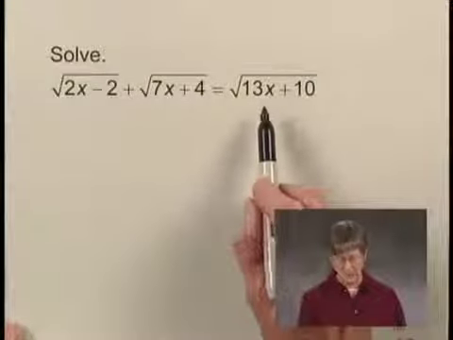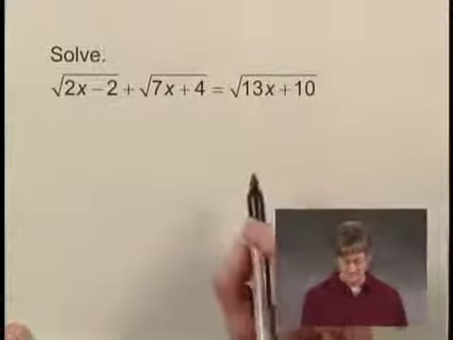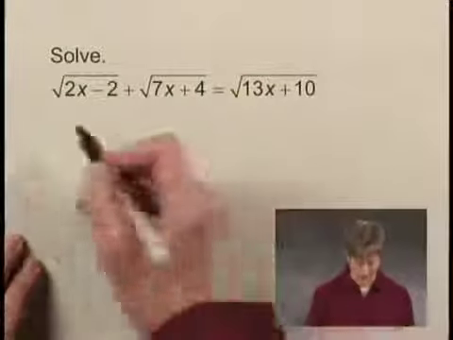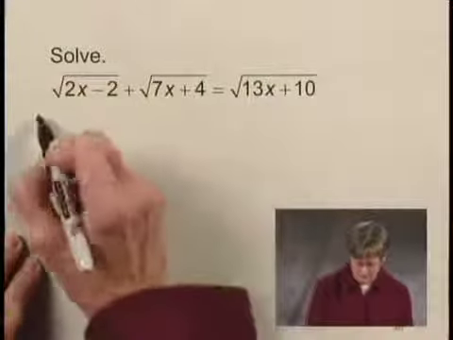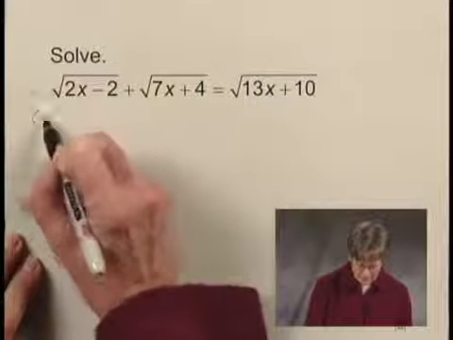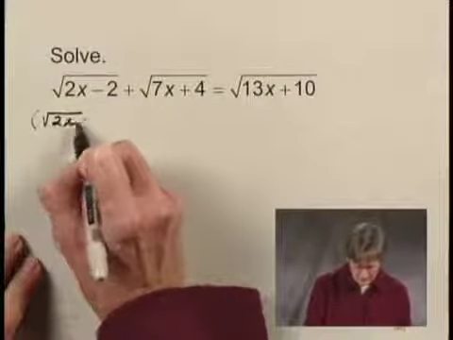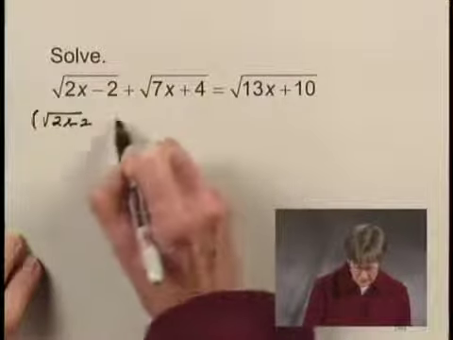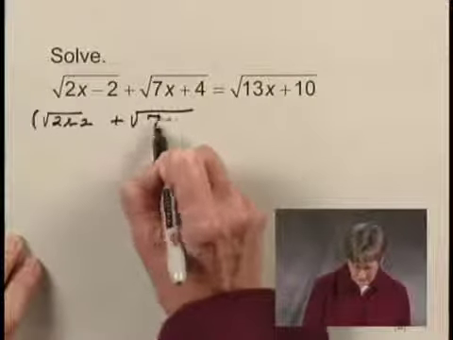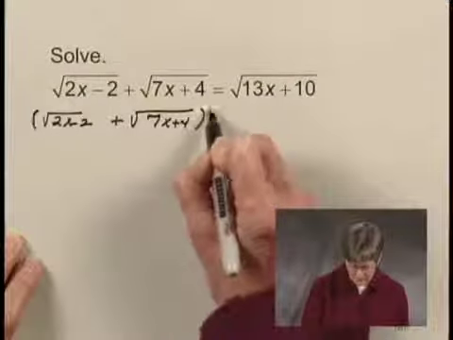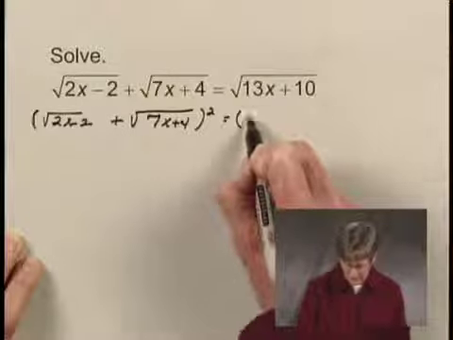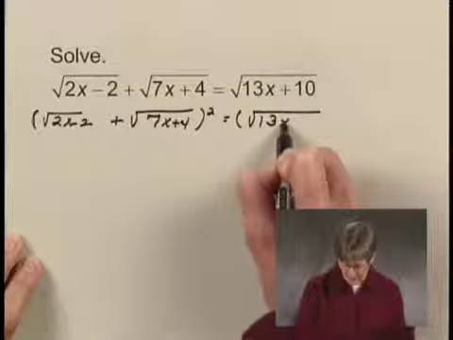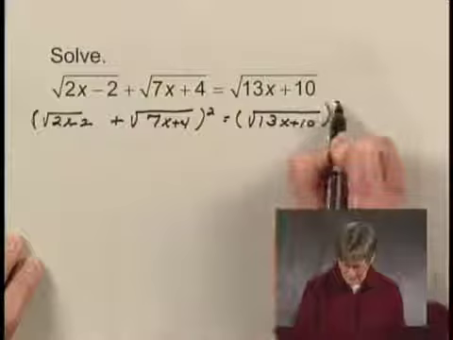We always want to have one radical isolated. And what we'll do now is to square both sides of the equation to eliminate that radical on the right. So I'd square the square root of 2x minus 2 plus the square root of 7x plus 4. And we'll also square the square root of 13x plus 10.